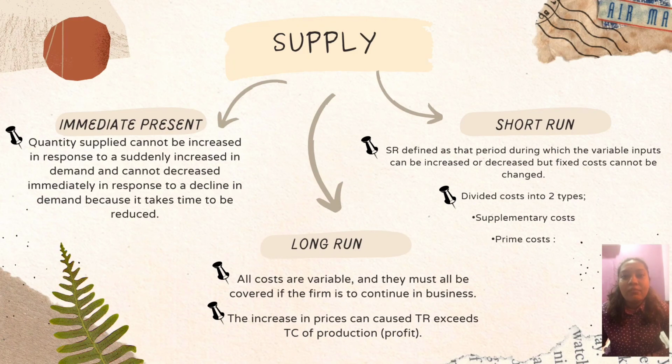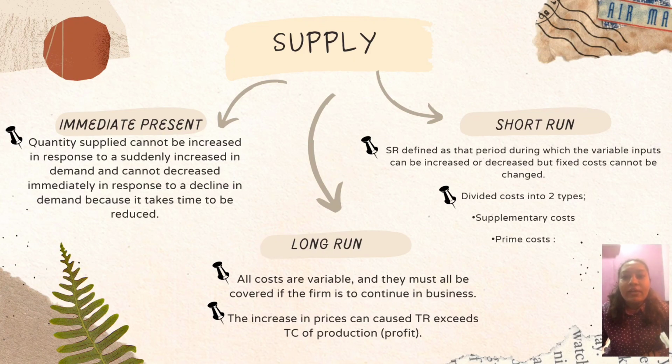Next, we will see what Marshall said about supply. Marshall said supply is determined by cost of production. Moreover, Marshall divided time into 3 periods, which are the immediate period, the short run and the long run. In the immediate period, quantity supplied cannot be increased in response to a sudden increase in demand and cannot decrease immediately in response to a decline in demand because it takes time to be reduced.